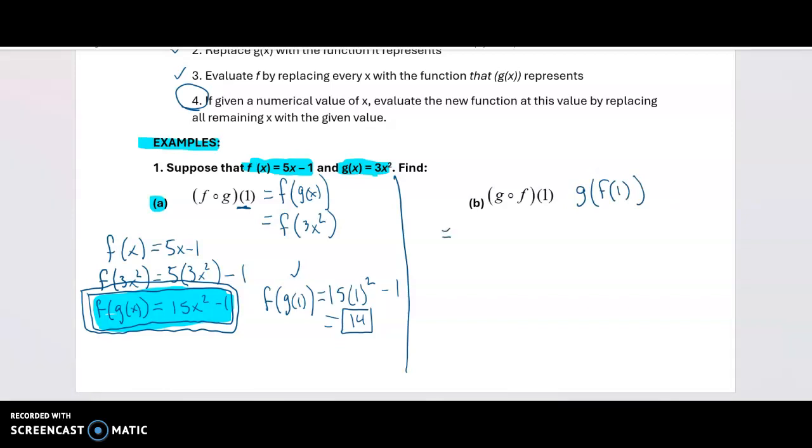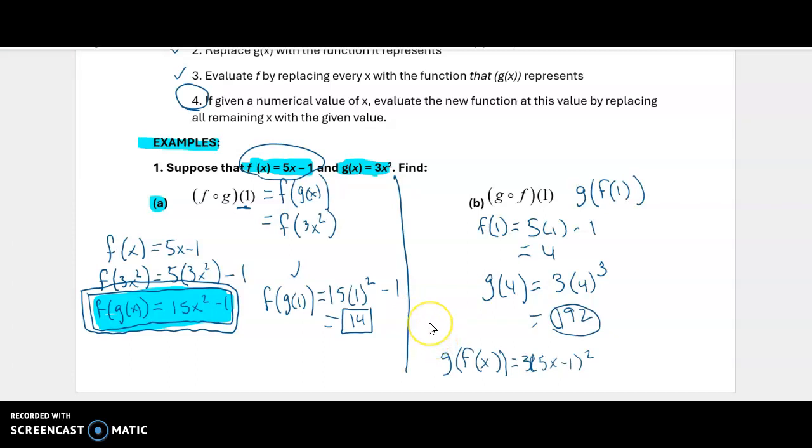For part B, we're asked to find g of f of 1, as I have written right here. We can use either method from before. We can find f of 1. So we can plug into our f function the number 1: 5 times 1 minus 1, or 4. And then we can find g of 4. So that would give us 3 times 4 to the third, and we'll get 192.